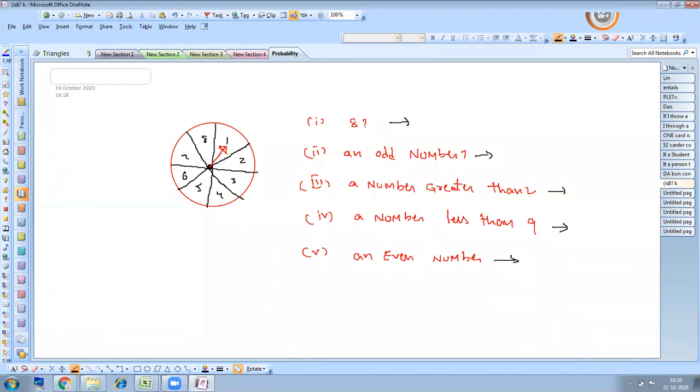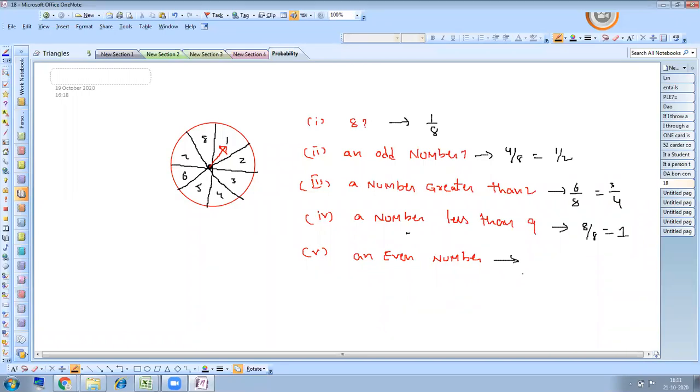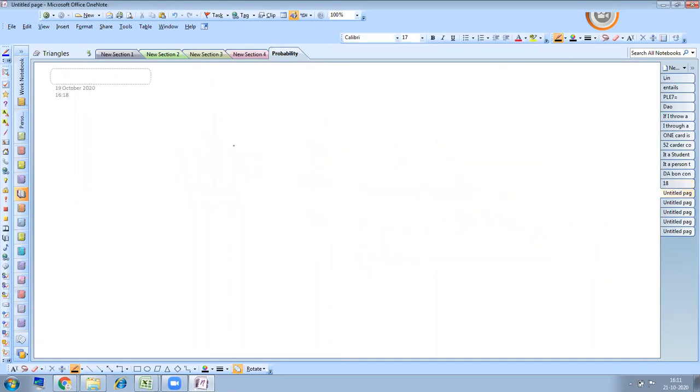What is the probability of getting 8? Sir, 1 by 8. Getting an odd number? 1 by 2, so 4 by 8, that is 1 by 2. Getting a number greater than 2? 6 by 8, that is equal to 3 by 4. Less than 9? 8 by 8, that is 1. Even number? 4 by 8, 1 by 2. Simple. Next question.